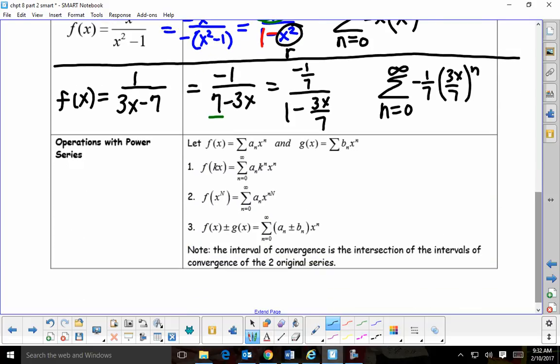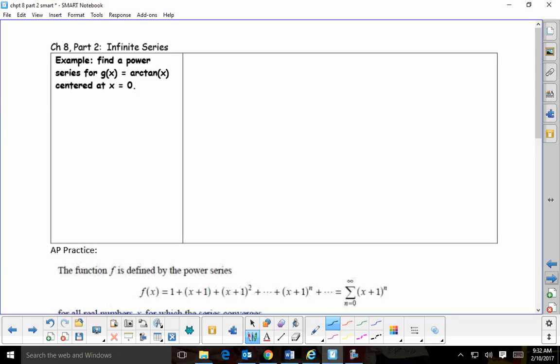Okay, these are just some operations. If you want to look through them, it's just basic behavior, kind of like polynomials would work, okay? So they're very intuitive, and again, if you want to look over them, wonderful. Okay, so this last example I think is a lot of fun. Find a power series for arctan. Arctan doesn't look like that f of x into a rational expression to try to manipulate it. But there's something related to arctan that does.